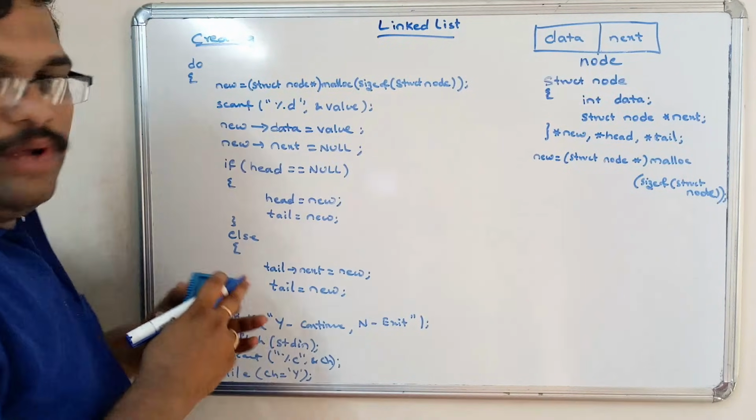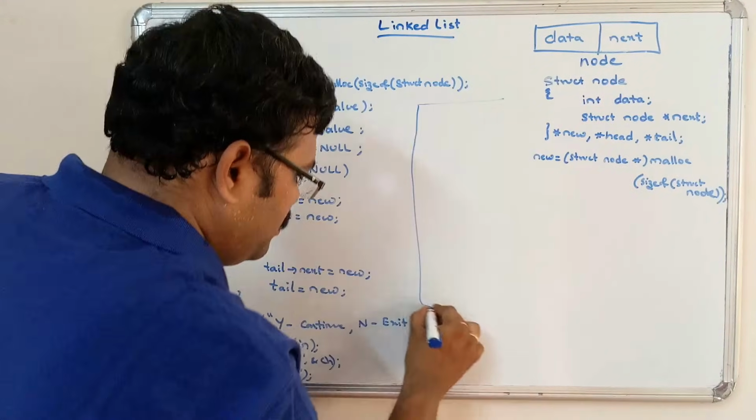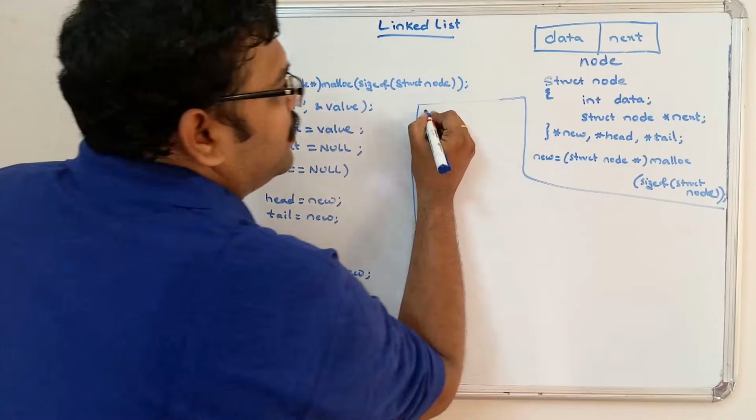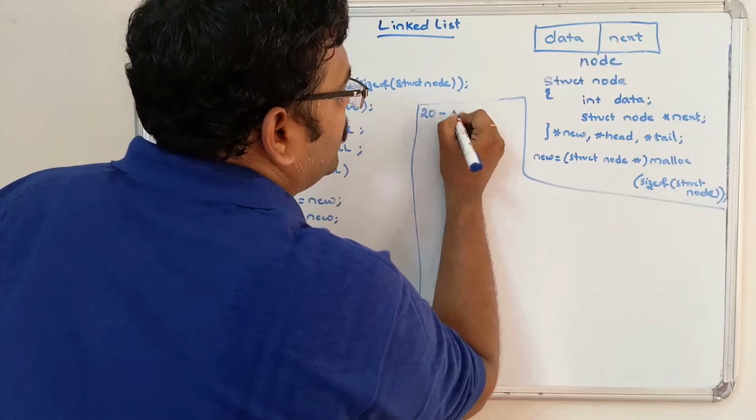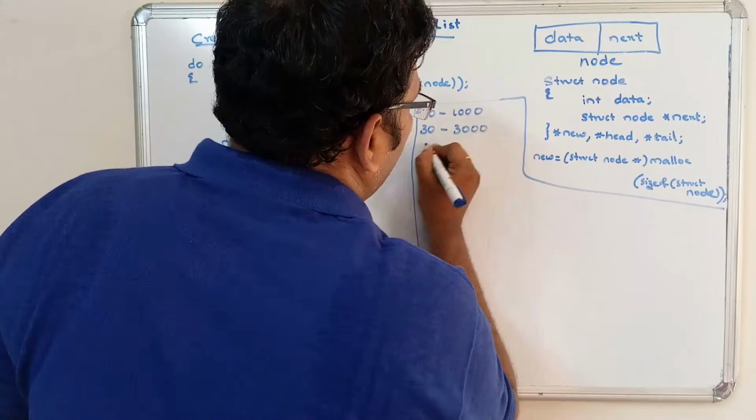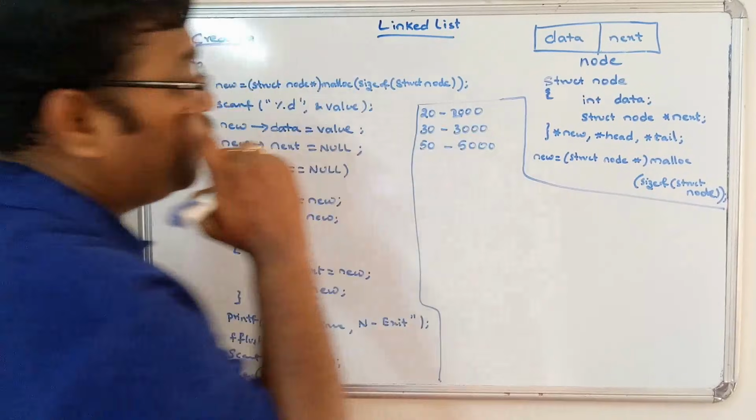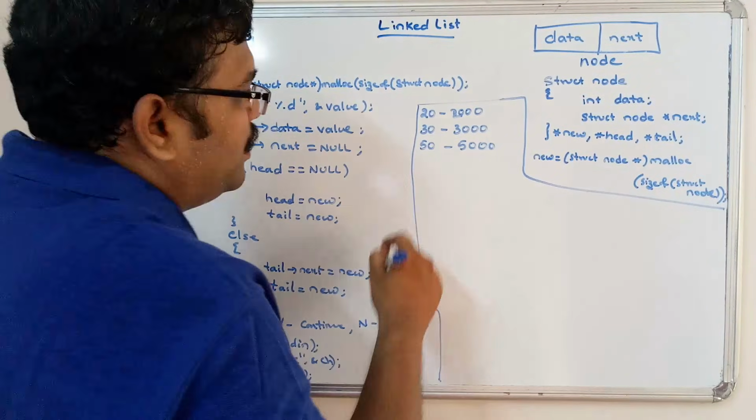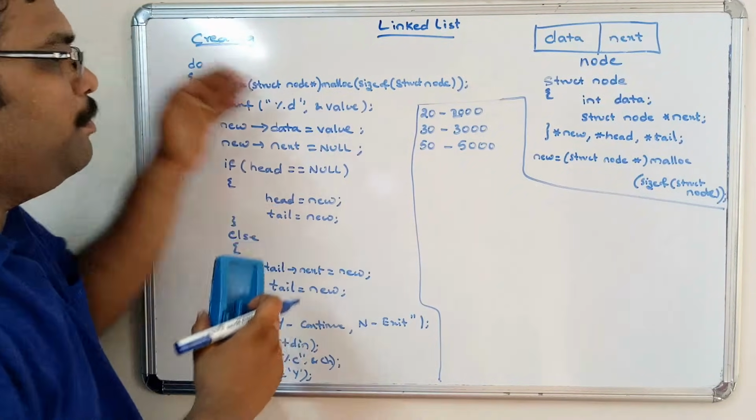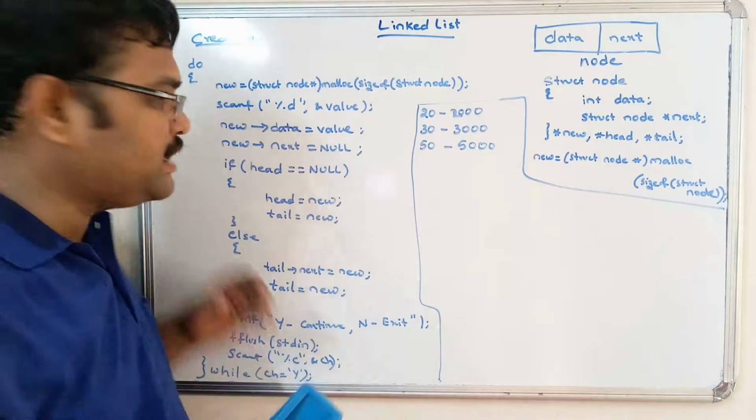So if you trace this one, let it be some 20 with 1000, 30 with 3000, some 50 with 5000. The memory locations. Okay. Now see, first value. So just above this loop, you just declare the value, declare the ch. I have skipped everything, right? I am just writing the logic.